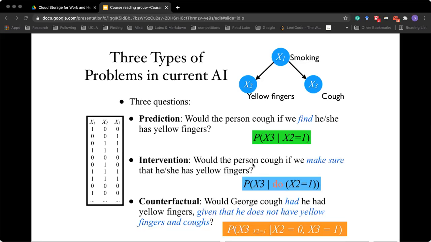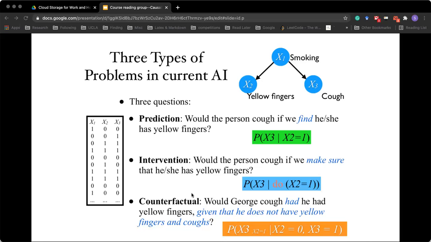Okay, if we write it down in formalization, this is equivalent to the do operator. And the third level is the counterfactual. Actually, because this is related to my research, previously I had a discussion with Professor Sun about the difference between intervention and counterfactual, and we didn't know the exact difference between those two levels of questions. But now I think I have a good explanation.